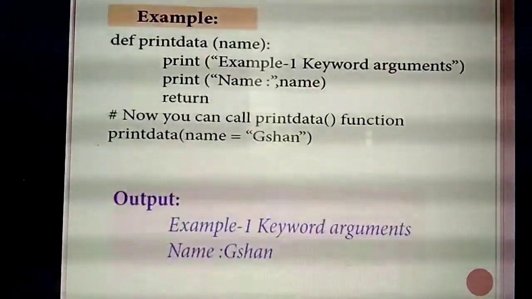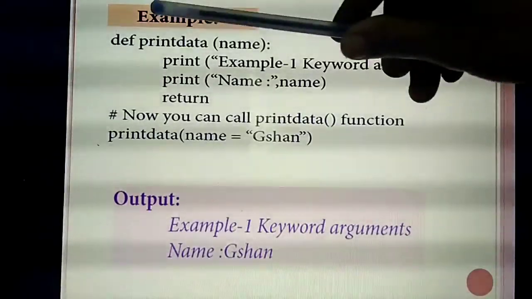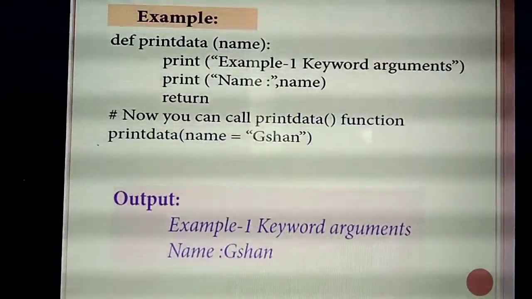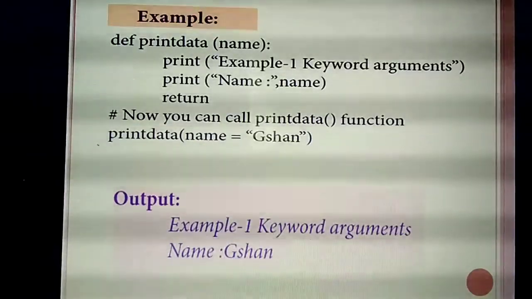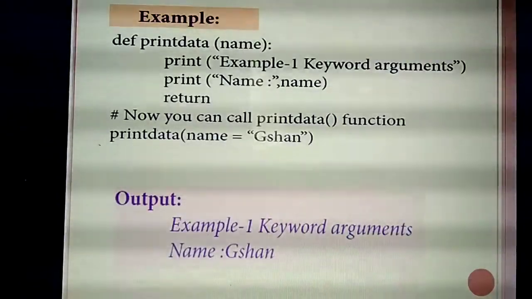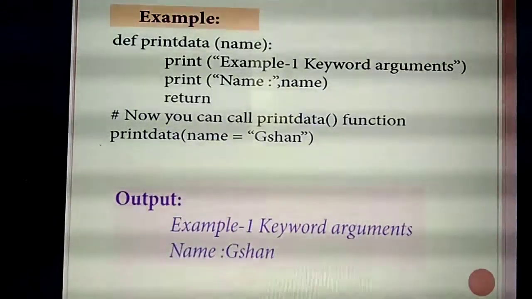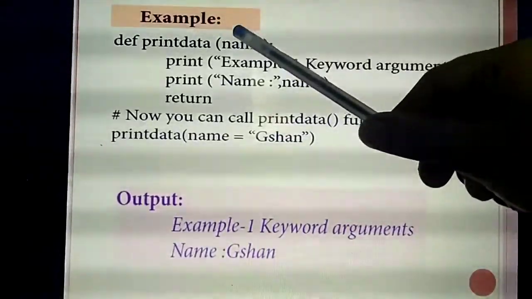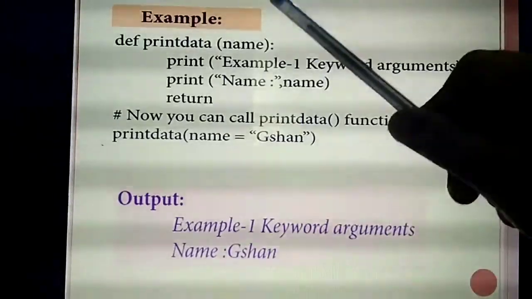Understand? So see this example. What's the function name here? What's the keyword? def. def is the keyword. So what's the function name here? print data of. How many arguments are you passing here? Only one argument. What's the name of that argument? name. Only one argument you are passing here.